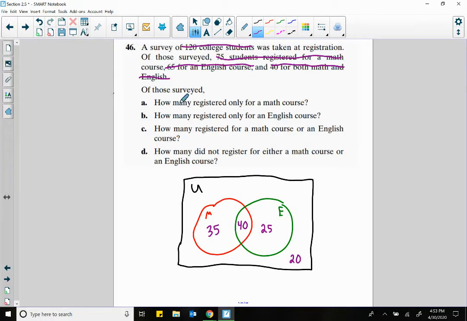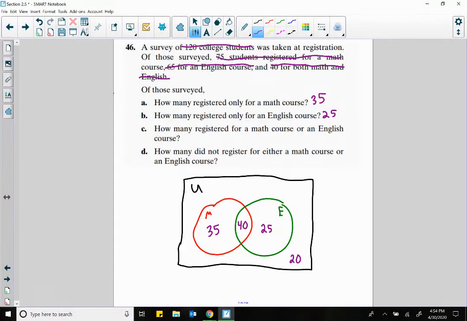So it says, how many registered only for math? Well, that's our 35 right here. These are the students who only did math. How many registered for only English? Well, only English is right here, and that's 25. We don't touch the middle number because those are the ones that did both English and math. Okay? So you don't touch that.